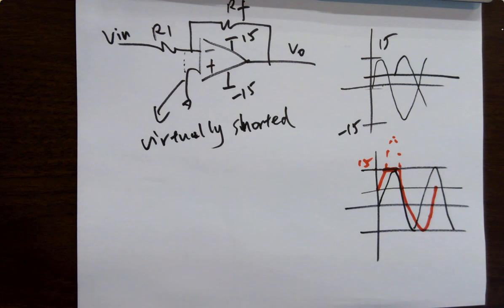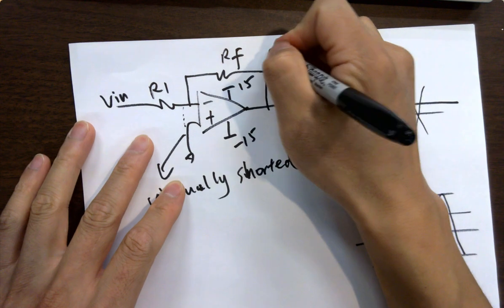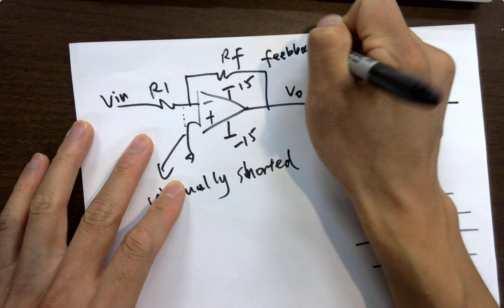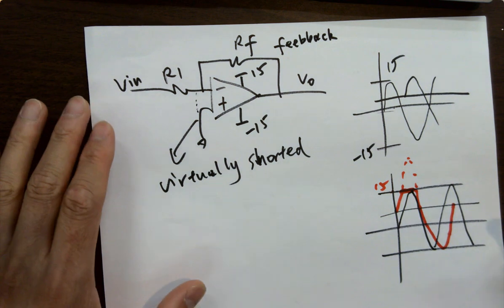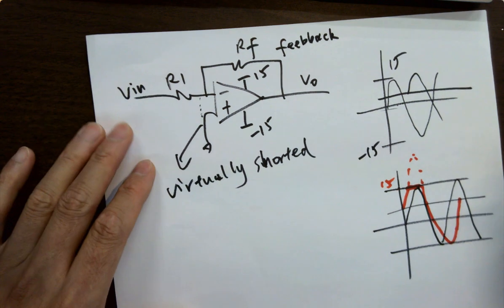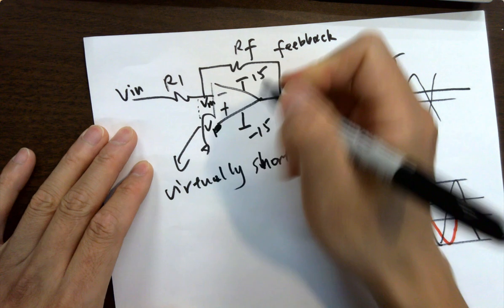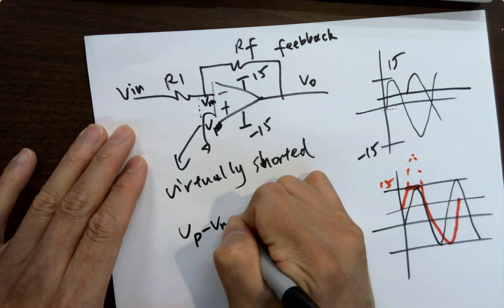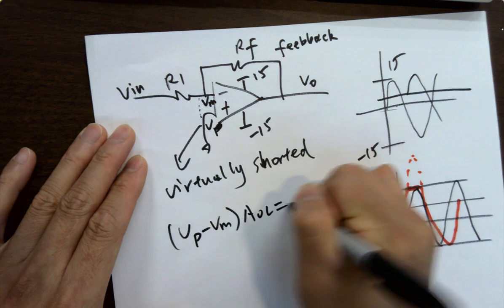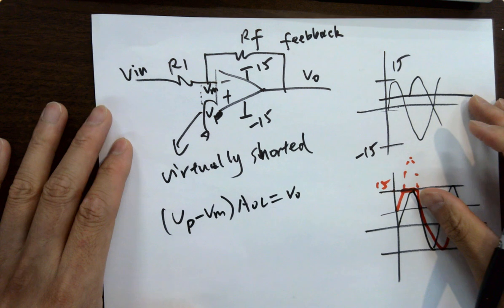Does that say R plus or RT? RF. It's called feedback. It's a feedback resistor. Okay? VP and VM. So VP minus VM times AOL equals V out.